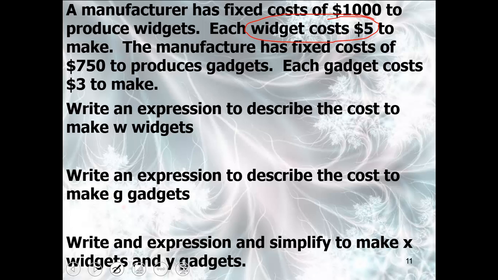Well, each widget costs $5 to make. So the cost is going to be $5 times every widget you make, which is equal to 5W. Actually, we have to add the fixed cost in there too. So it's 5 times every widget, plus he already has $1,000 before he makes one widget. Okay? Now, the manufacturer has fixed costs of $750 to produce gadgets, and then each gadget costs $3 to make. Okay? So the expression for the cost of gadgets is going to be $3 times every gadget plus the fixed cost that he has before he even produces one gadget.